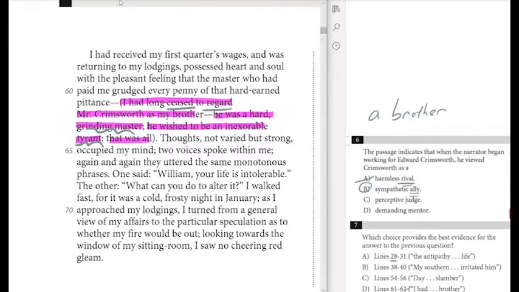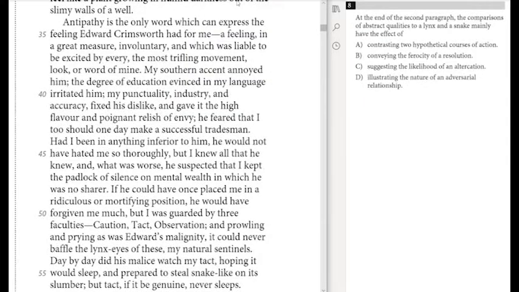Now going to question 7, we're looking for the evidence. Well, we were looking in lines 61 to 62. "I had long ceased to regard Mr. Crimsworth as my brother," and that is choice D. So the answer for number 7 is going to be D. And now we're going to question 8. At the end of the second paragraph, the comparisons of abstract qualities to a lynx and a snake have the effect of doing what? Let's go ahead and read that part of the passage.